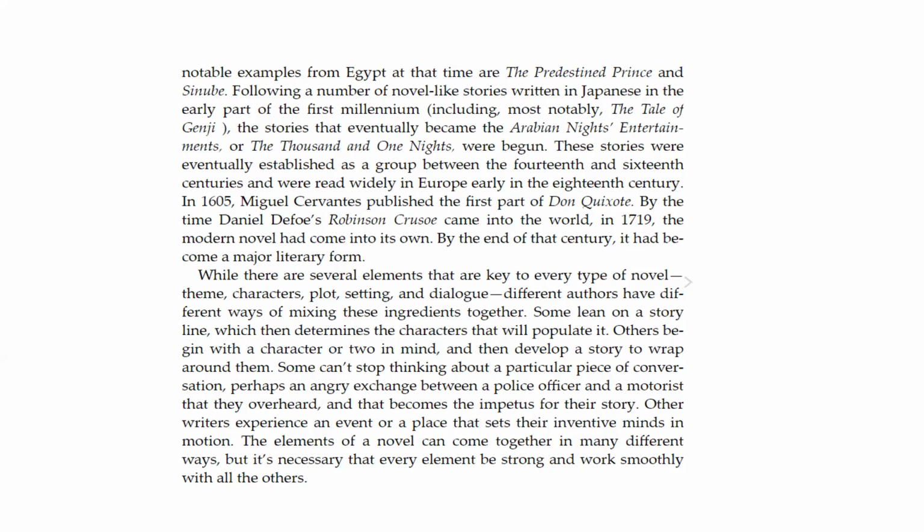Okay. Others begin with a character or two in mind. So some writers do it the opposite way. They have strong images of characters and then develop a story to wrap around them. So maybe if we look at science fiction, they're going to write about Batman versus Superman, right? There's so much information about Batman and Superman. Then they just have to think, well, what would be a good story to wrap around these characters? So two different ways of doing the same thing.